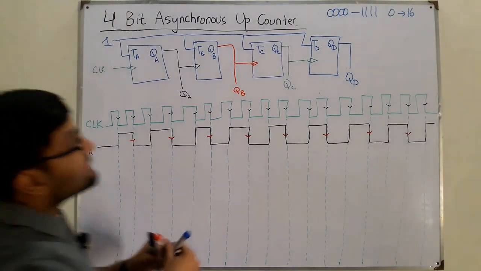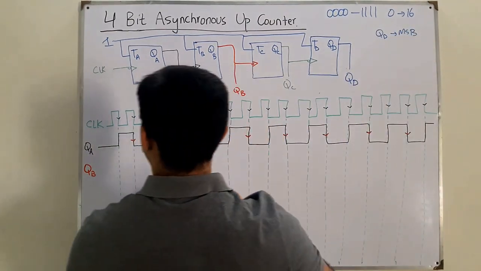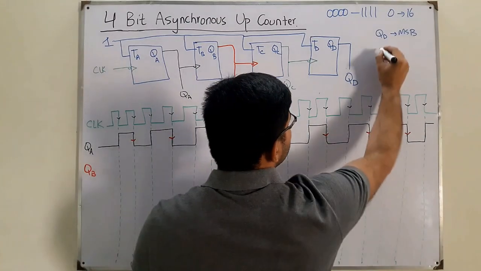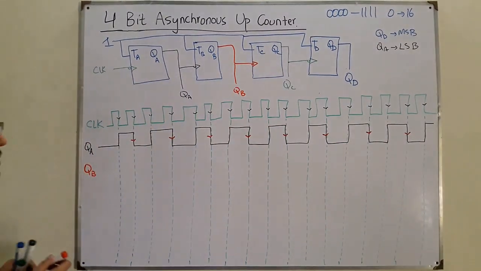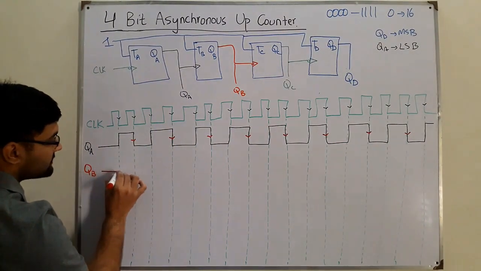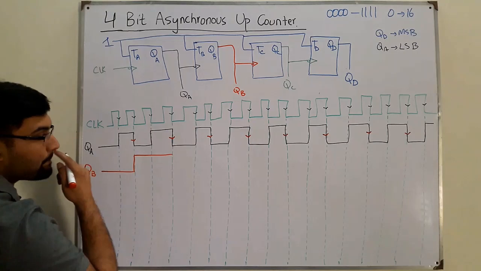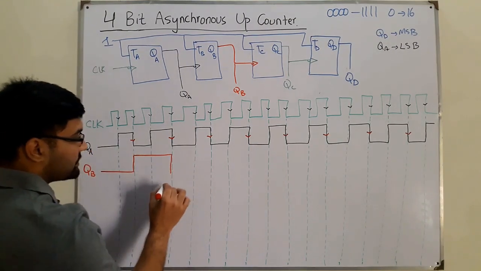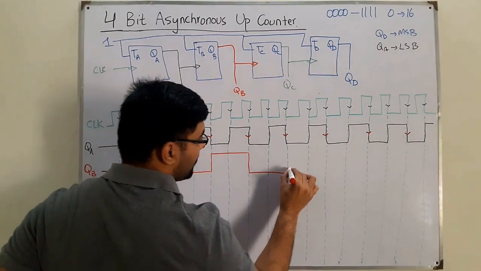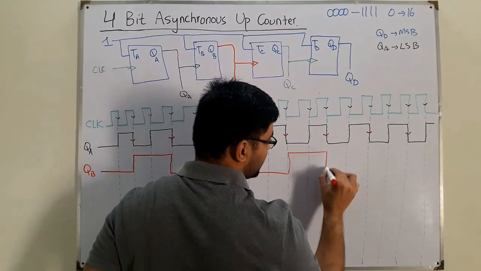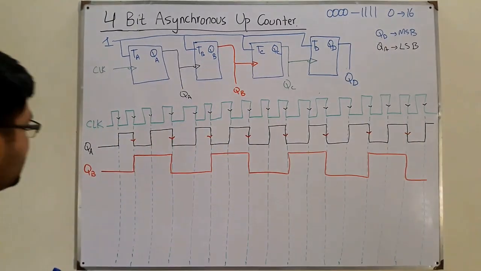I forgot to mention that in this case we have QD as the most significant bit. And QA is, as in the previous video, the least significant bit. Now we draw it for QB. So considering an initial 0 state, on the negative edge it will toggle. Now it will stay high till the next falling edge. On this falling edge it will toggle, it will go back to 0. And this is how it repeats. On the negative edge goes high, on the negative edge goes low, on the negative edge goes high, on the negative edge goes low. Fine? Now this is for QB.